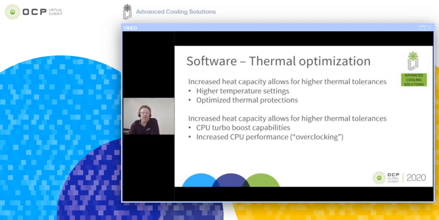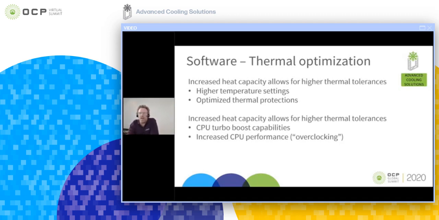The software portion of IT design is also of relevance. First of all, the thermal optimization parts require focus on temperature settings and optimized thermal protections. And this is due to the increased heat capacity, which allows for much higher thermal tolerances.